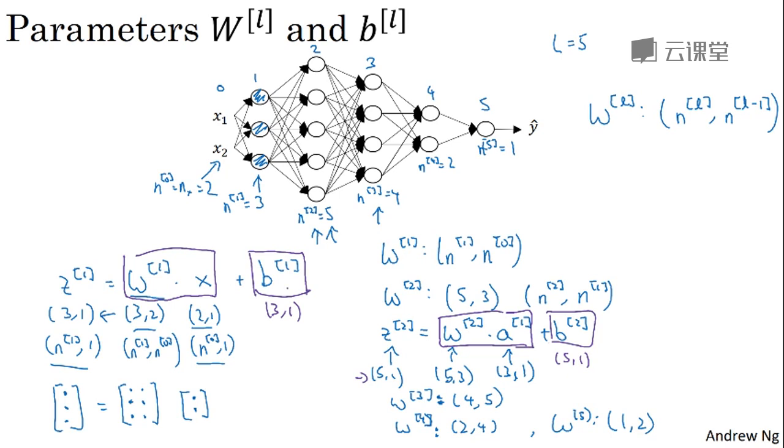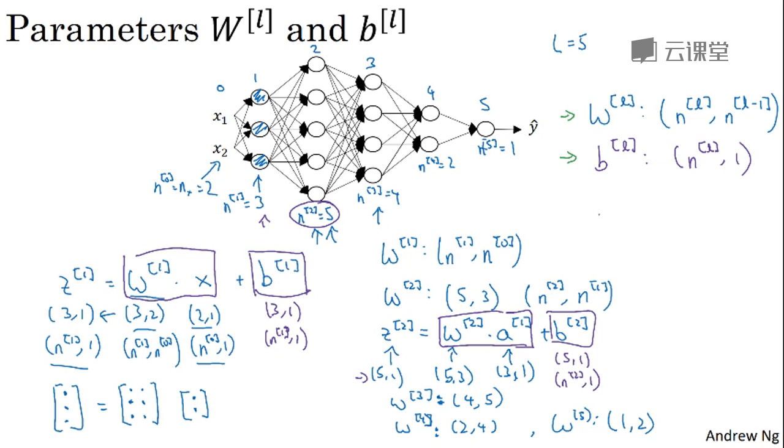So the more general rule is that in the example on the left, b1 is n1 by 1, right? That's 3 by 1. And in the second example, this is n2 by 1. And so the more general case is that b[l] should be n[l] by 1 dimensional. So hopefully these two equations help you to double check that the dimensions of your matrices W, as well as of your vectors b, are the correct dimensions.